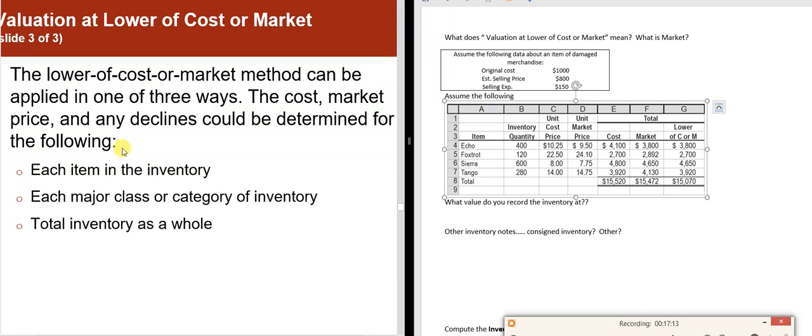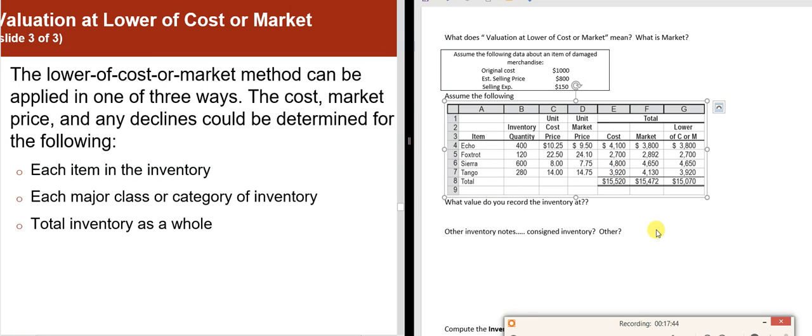Also you can do it for, notice here I have inventory, unit cost, and market price. So here's my unit cost, 4,000 times 225 is 4,100. Here's my market, 400 times 950 is 3,800. And so if I do it individual by individual, I could say, okay, well, this one's lower, market's lower here, cost is lower there, market's lower there, and cost is lower there.